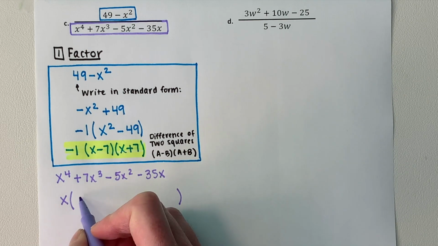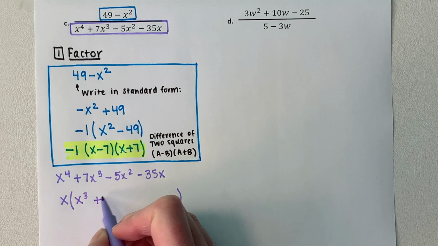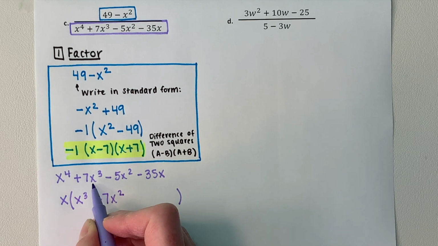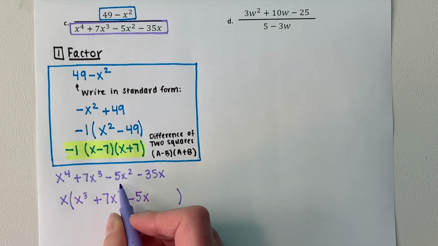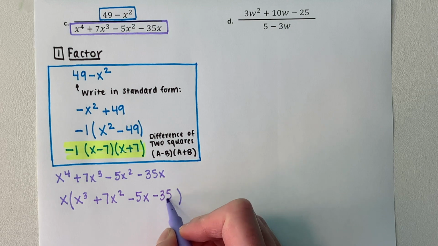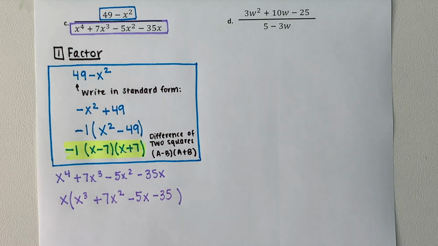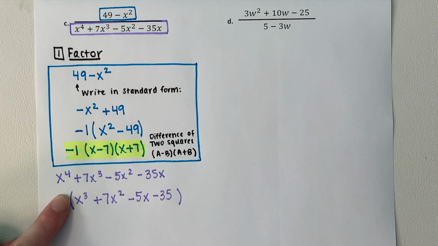What would we have to put inside these parentheses so that when we distribute the x, we get this expression here? X times x cubed will give us x to the fourth. X times a positive 7x squared will give us 7x cubed. X times negative 5x will give us negative 5x squared. And x times negative 35 will give us negative 35x. Now that we've factored out the greatest common factor, we're going to, of course, include it in our final answer, but we can ignore it just for the time being as we focus on factoring this expression here.